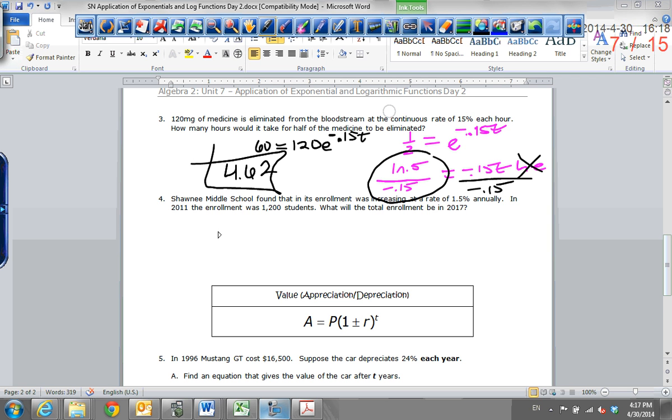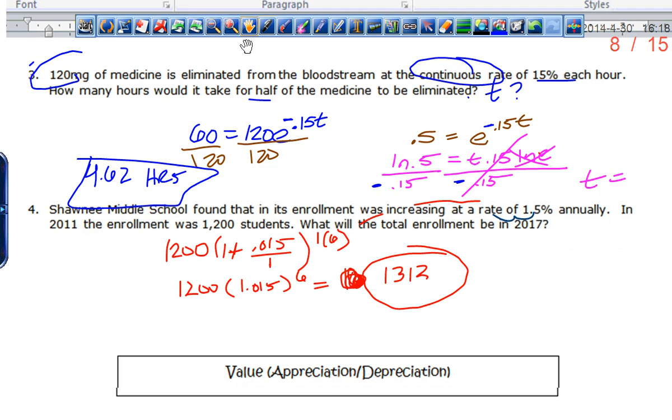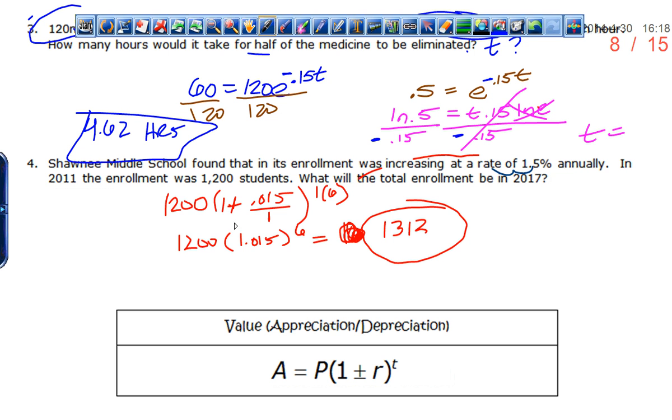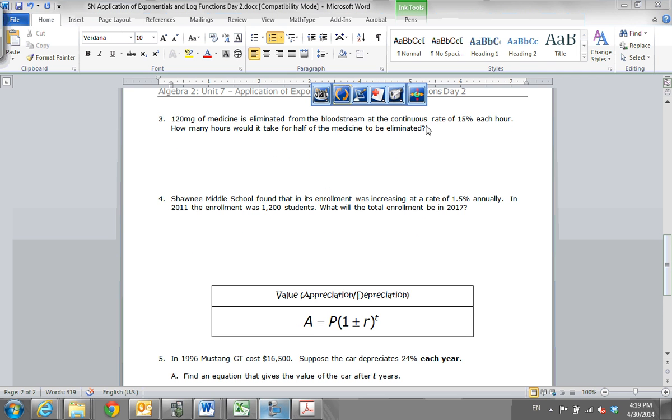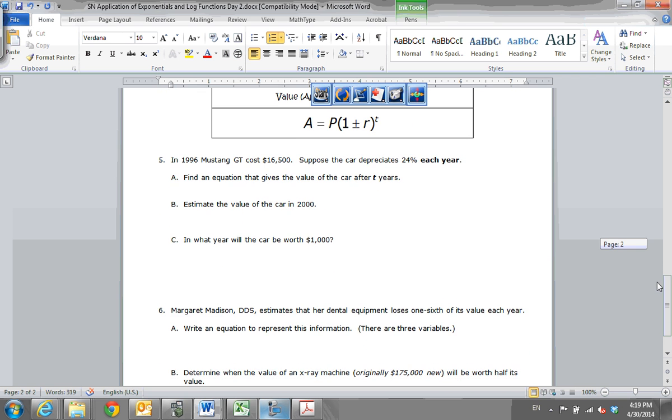Okay, number 4, go ahead and pause it, and we'll go over. All right, so number 4, we're plugging into our calculator. We're just plugging and chugging here. So 1,200 times 1 plus, it's increasing. We're not using PERT this time because it did not say continuous. So we put it all in. I'm going to end up taking 1.015 to the 6th power, multiply by 1,200, and we get 1312. So guys, this is really just putting in the calculator. Number 5 and 6 work the same way.